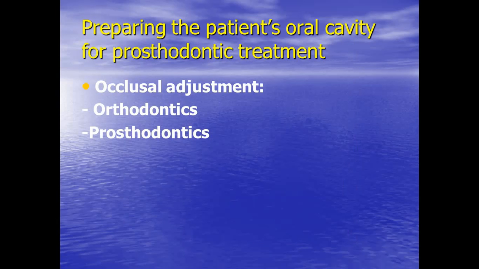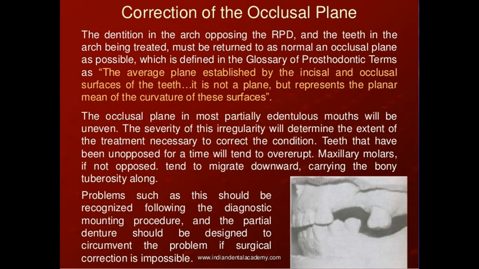So, how can we prepare the oral cavity of the patient? Speaking of occlusal adjustment, we can have orthodontic treatment and we can use various prosthodontic measures. So, if the tooth is displaced a small amount, like about 1 millimeter, we can use the simplest way that we use. Namely, we can just grind the tooth to the volume of its displacement.